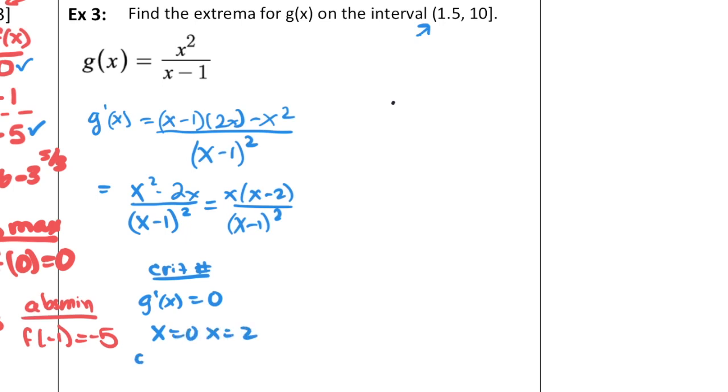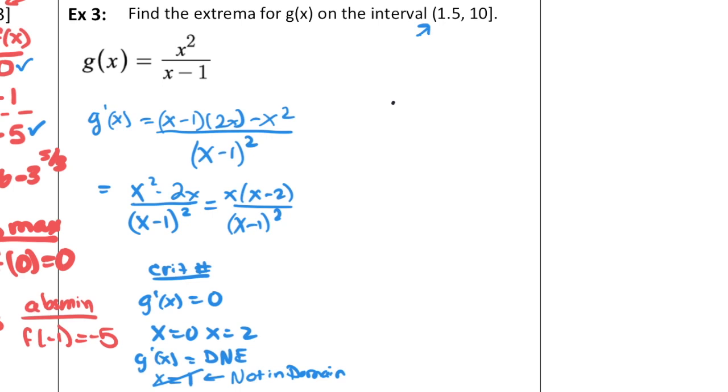Next, we're going to determine where g prime of x does not exist. Remember, where your derivative does not exist is where you might have a cusp or a corner. Our derivative does not exist at x equals 1. However, this is not in your domain. So we will not include x equals 1 in our table of values. It is not a critical number if it's not in your domain.